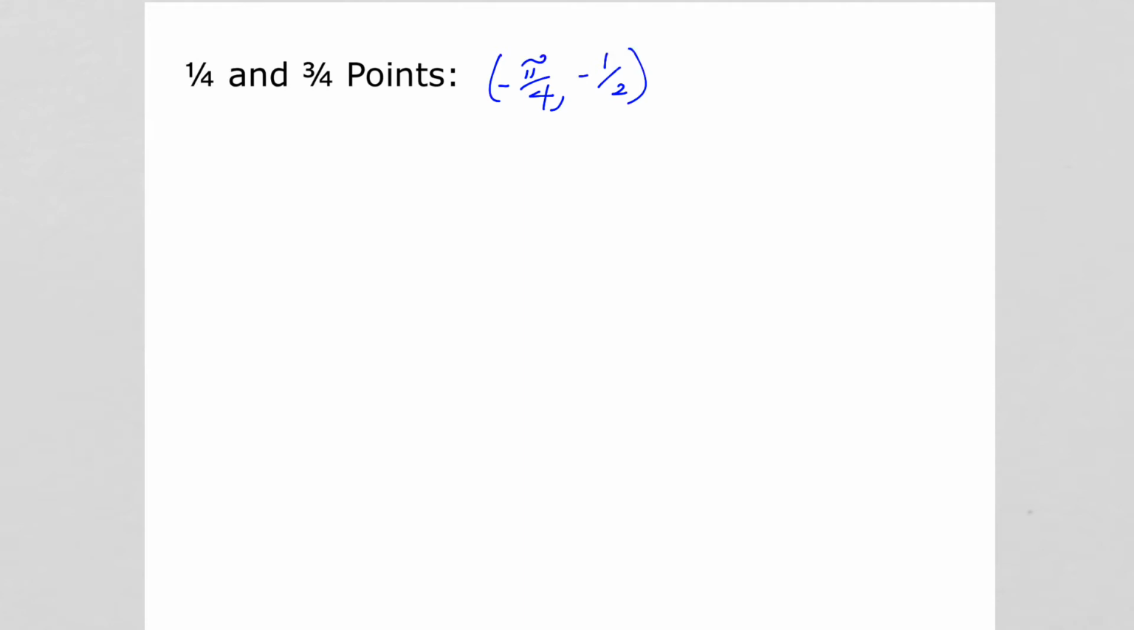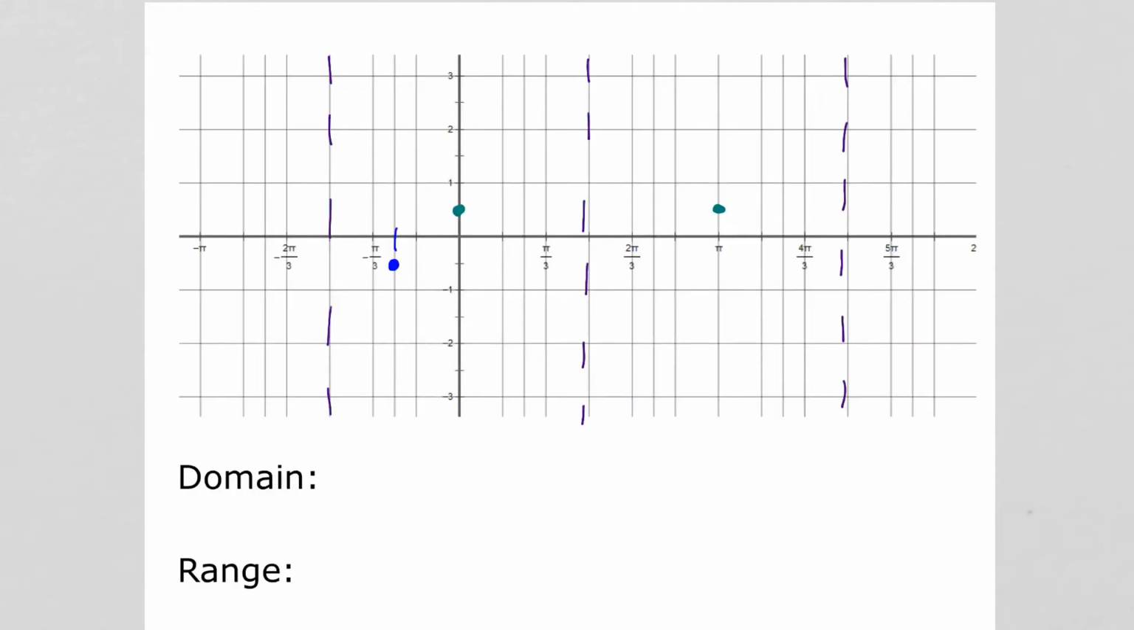Then for the 3/4 point, let's put another one of these on here. For the 3/4 point, it'll be halfway between the point of inflection and the right-hand asymptote. So that's at pi over 4. And normally for tangent, we would have pi over 4, 1. But since we've moved up a half a unit, it'll be pi over 4, 1 1/2.